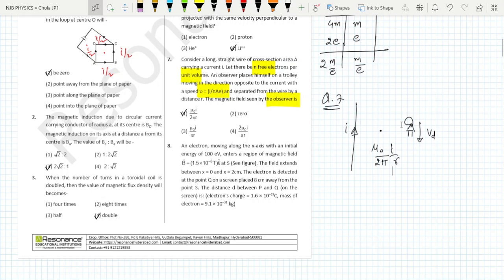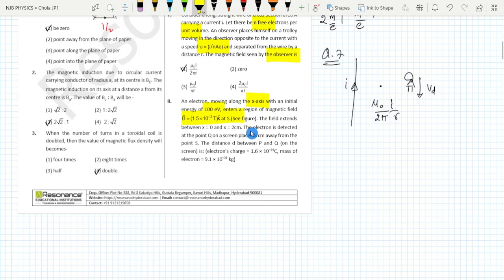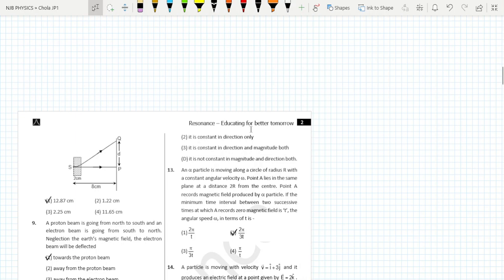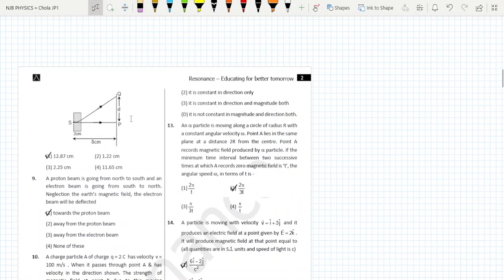Now next, question number 8. An electron moving along the x-axis with an initial energy of 100 electron volt enters a region of magnetic field B as seen in the figure. The field extends between 0 to 2 centimeter. The electron is detected at the point Q on a screen placed 8 centimeter away from the point S. Where is the point S? Okay, so that is the point S. From that, the distance d between P and Q on the screen is. So we have to find out the distance between P and Q.